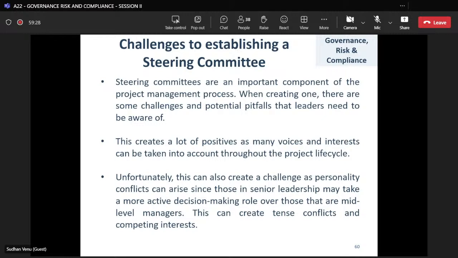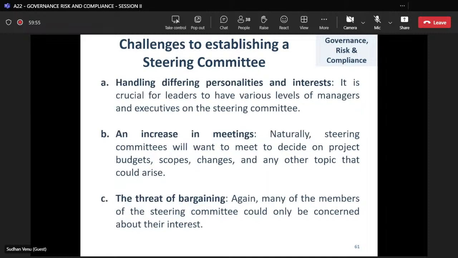And the senior leadership may take a more active decision-making role over the mid-level managers. This can create conflicting competitive interests, and the challenge will be handling the different personalities and interests, and an increase in meetings. So those kinds of things will be the main challenges in establishing the steering committee, one of which is handling differences in personalities and interests, and it is crucial for leaders to have various levels of managers and executives on the steering committee.